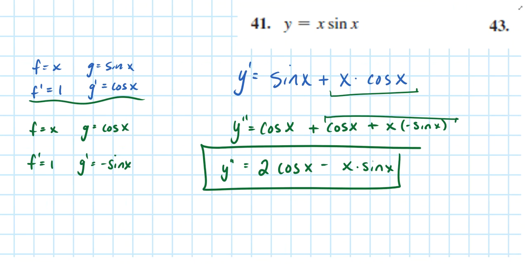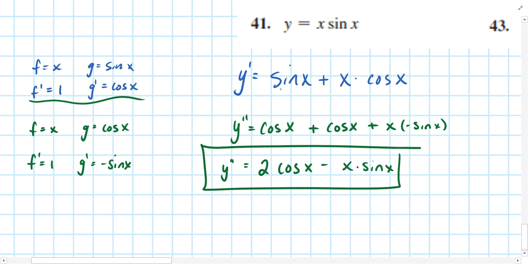With number 41, we're going to treat this like a product rule. First function is x and the second function is sine of x. So I use the product rule to establish the derivative. To find the second derivative, the second order derivative, I used the product rule again.